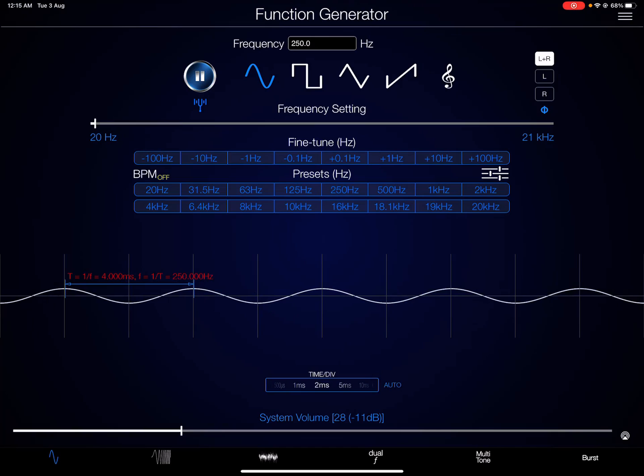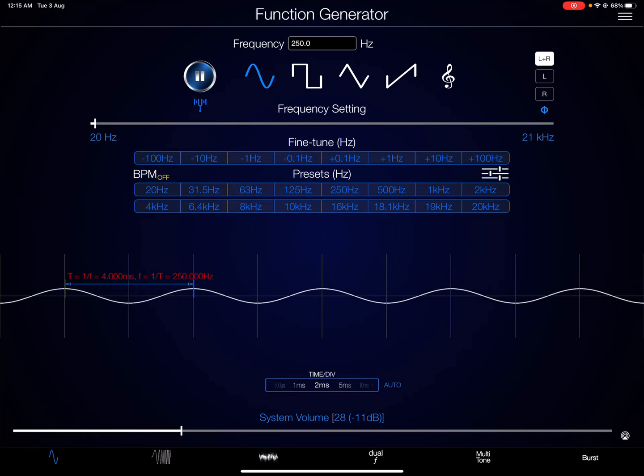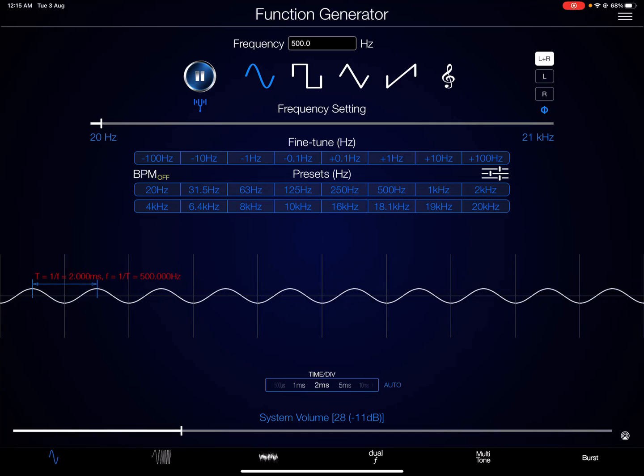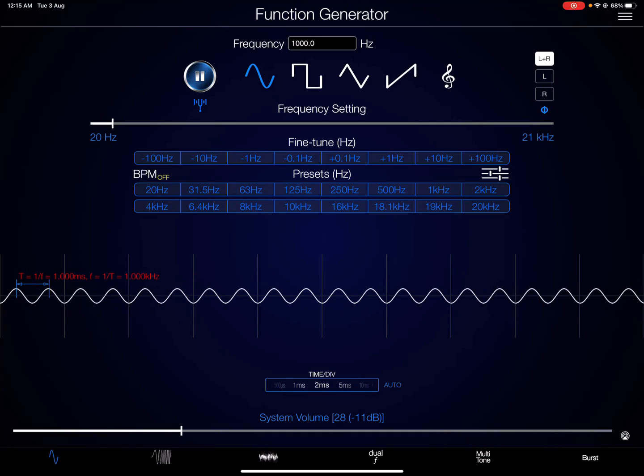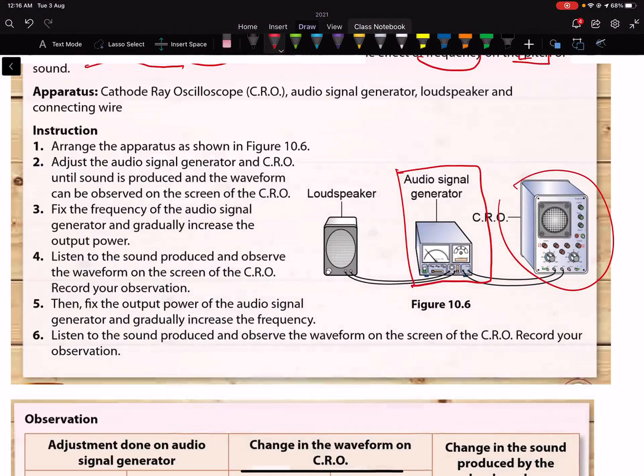And you notice that the pitch of it is a lot lower. Like 63 is very low, 250 is still low, but when we go to 500, it's getting higher, 1000 higher, and higher at 2000 hertz. Now I'm just going to stop this. Right? So that is basically your signal generator.